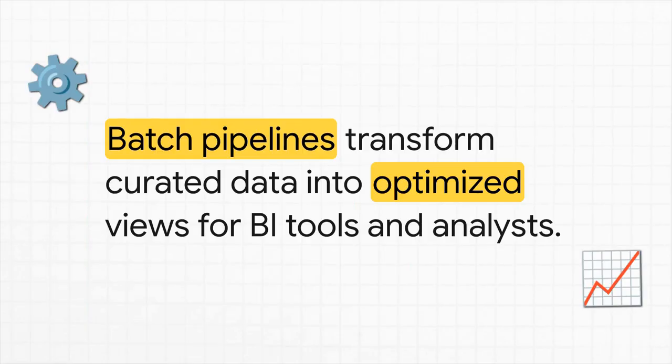So how does it work? Well, we build these automated jobs, or batch pipelines, inside of Synapse. They run on a schedule, maybe every night, and they take the latest curated data, transform it into a super optimized format, and then load it into a high-performance query engine. From there, BI tools like Power BI can connect and get that data with incredible speed.